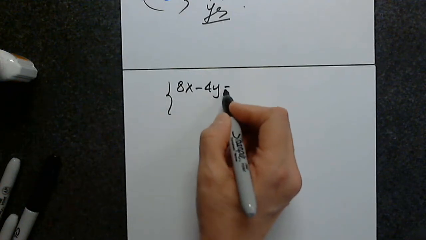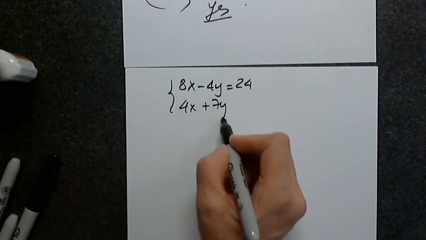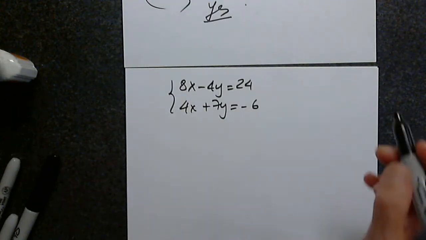8x minus 4y equals 24. 4x plus 7y equals negative 6.